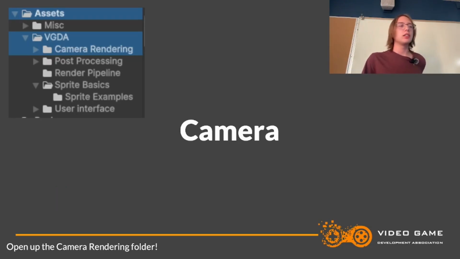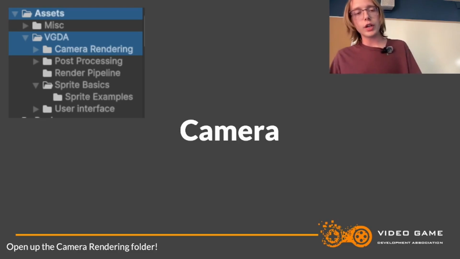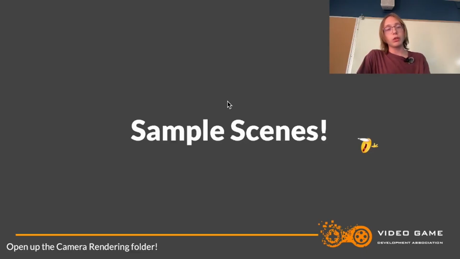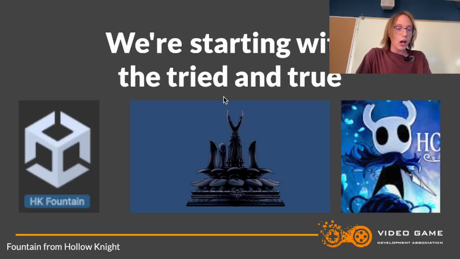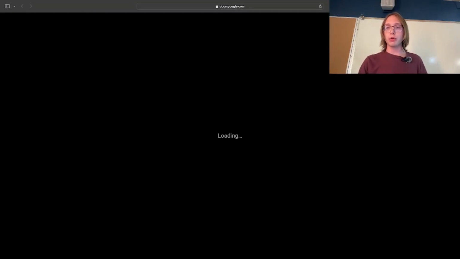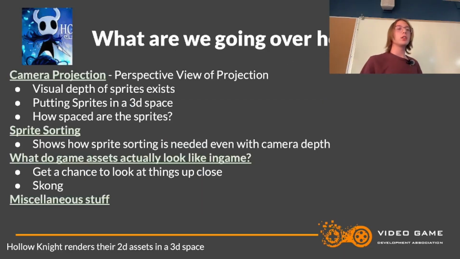Now we're going to look at camera. Now we're going to go over a ton of cool stuff. So VGA camera rendering is the scene file folder you want to go to. So we're going to look at some sample scenes here. First one's going to be Hollow Knight. Oh, actually, I'm going a little ahead of myself. There's one more slide.